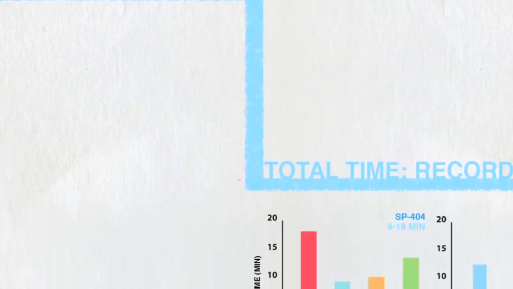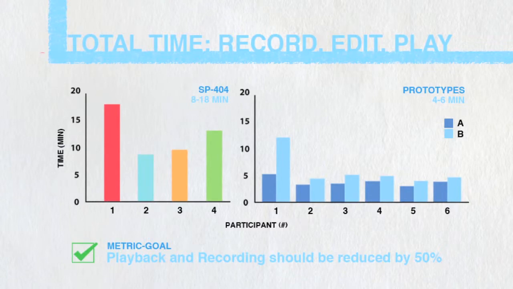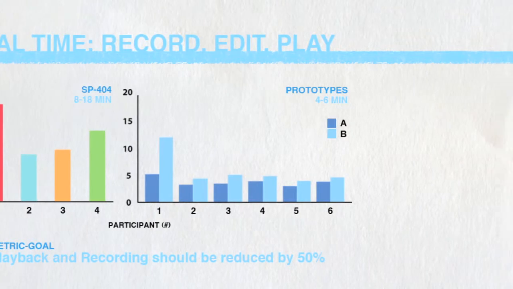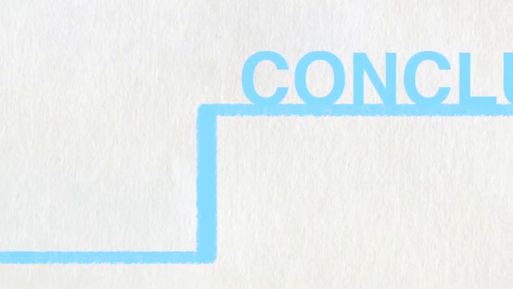We set out in the beginning to prove that our redesign could reduce the playing and recording times by 50% from the original. In summing all the tasks, we achieved that goal by reducing the total time for conducting all 6 tasks to 4 to 6 minutes instead of the 8 to 18 minutes of the original.